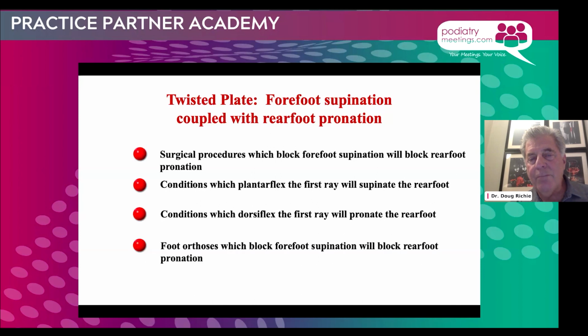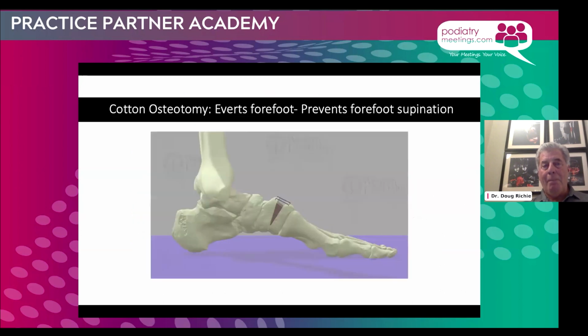Foot orthoses that block forefoot supination will block rear foot pronation. This is kind of a new concept. We always look at foot orthoses to work in the rear foot only, with rear foot posting, deep heel cup, etc. And they are effective in blocking pronation. But we can also block pronation by preventing forefoot supination. I'll show you this in several ways in the rest of this webinar.